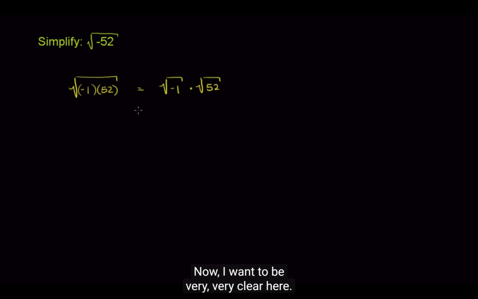Now, I want to be very, very clear here. You can do what we just did. If we have the principal square root of the product of two things, we can rewrite that as the principal square root of each, and then take the product. But you can only do this if either both of these numbers are positive or only one of them is negative. You cannot do this if both of these were negative.